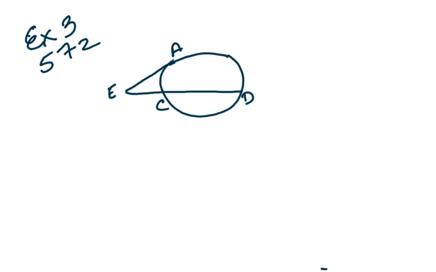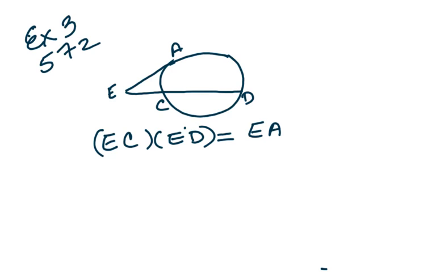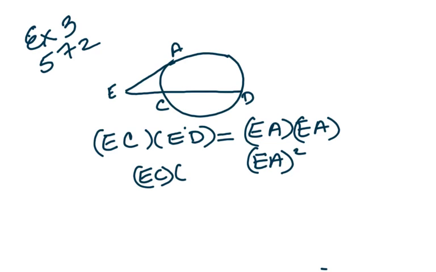All right, so to solve this, we're just going to say EC times the whole thing, which is ED, is going to equal EA. Basically, it's EA times EA again, because you need two of them. Or we could have said EA squared. That's all it is. So it's EC times ED equals EA squared. That's the formula that you're going to use. All right, let's do an example of that.